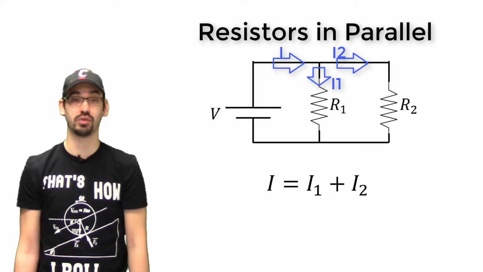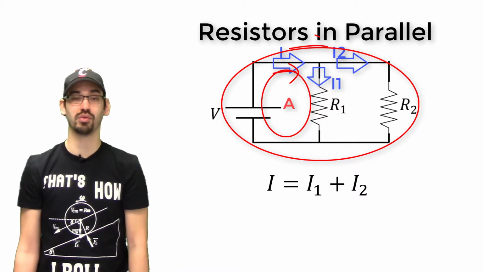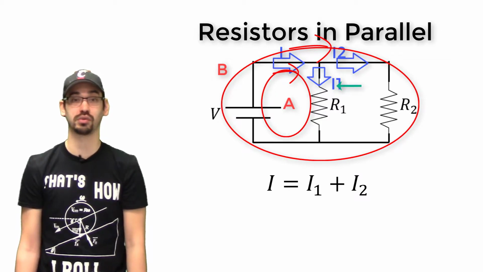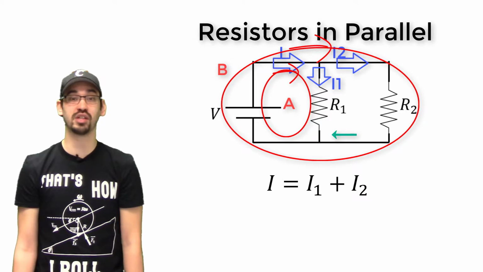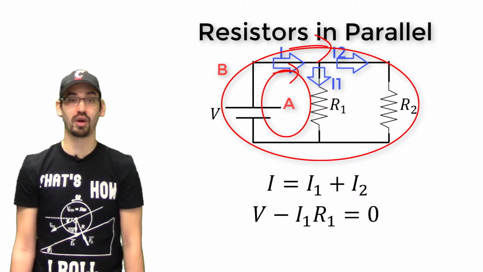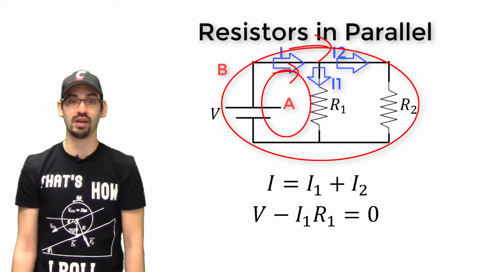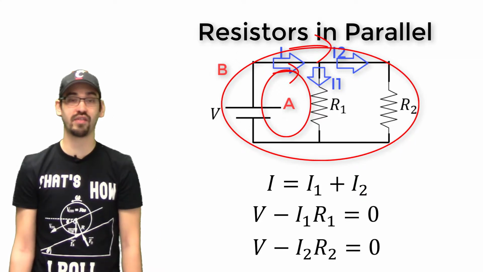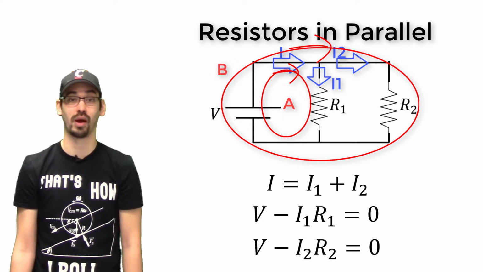To obtain the second two equations, we'll draw two loops that we'll label loop A and loop B. Going around loop A, we see an increase in potential from the battery, and then a decrease across the resistor R1. This means our equation for loop A is going to be V minus I1 R1 equals 0. For our second loop, we see something similar. For this loop B, we see that V minus I2 R2 is equal to 0. Now we have a system of equations that we can solve for our currents.